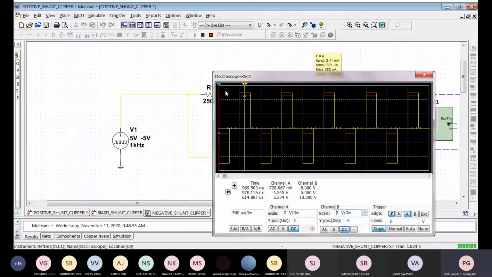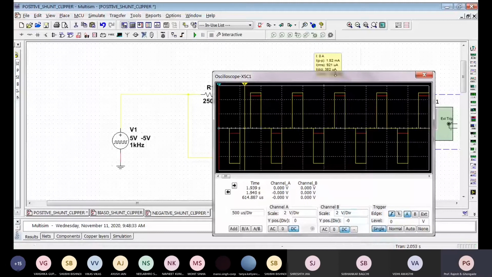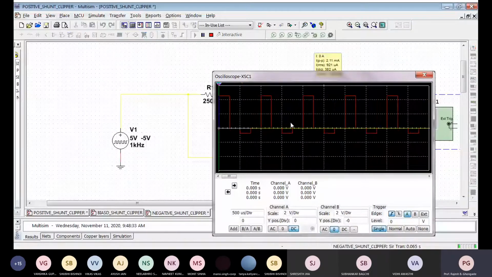So what we have done is we have designed, and at the same time, if I disable the input, you'll see the output is exactly as what we had expected. We are getting the positive half cycle being properly passed out at the output, whereas for the negative half cycle, you'll see that it should be around 0.7 volts.